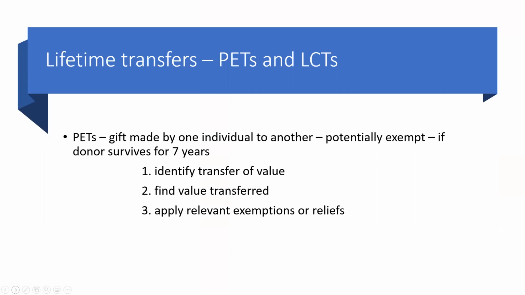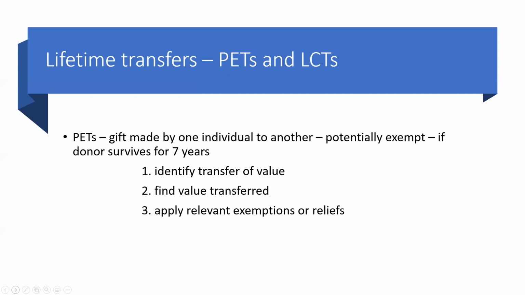So the potentially exempt transfer is a gift made by one individual to another, and it's potentially exempt, so there's no tax paid at the time it is made. And if the giver of that gift, the donor, survives for 7 years after they've made the gift, then there will be no tax to pay.